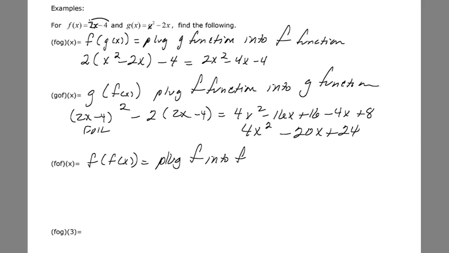So I'm taking the F function here, picking it up and plugging it back inside itself for x. So you're putting F inside of itself. So instead of 2x minus 4, I have 2 times itself minus 4. Put the F inside of itself for x. So we have 4x minus 8 minus 4, which gives us 4x minus 12.